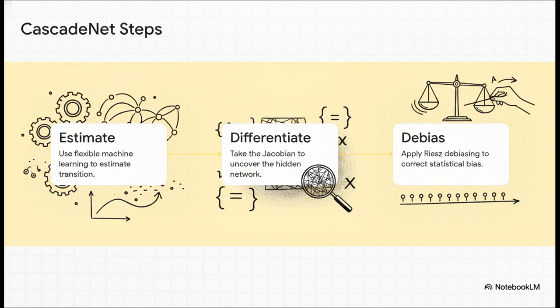First, it uses flexible machine learning to estimate how events transition over time. Second, it differentiates that function by taking that Jacobian we just talked about to map the hidden network. And third, it applies a really crucial statistical correction called Riesz debiasing. So we let the algorithm flexibly learn the patterns, zoom in to find the influence, and then scrub the final result to ensure it's incredibly accurate.